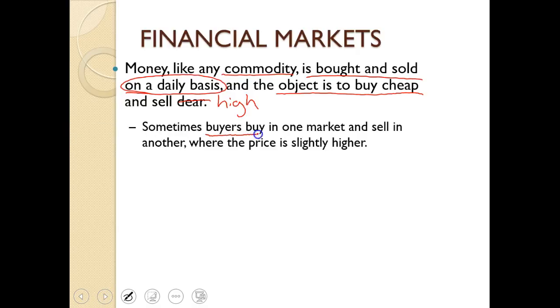Sometimes buyers buy in one market and sell in another, where the prices are slightly higher. That would be like if you have two different auction barns, relatively close to one another, and one is selling cattle for 5 cents cheaper per pound. You go and you buy the cattle from the auction barn that's selling them at 5 cents cheaper, turn around, you go to the second auction barn that's selling them at 5 cents higher, and you sell them there. So you're buying low and selling high.